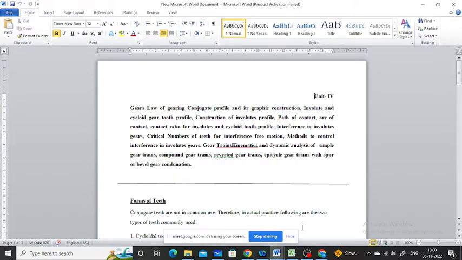In unit 4 we have gears: law of gearing, conjugate profile and graphic construction, involute and cycloid gear tooth profile, construction of involute profile, path of contact, arc of contact, contact ratio for involute and cycloidal tooth profile, interference in involute gears, critical number of teeth for interference-free motion, and methods to control interference in involute gears.